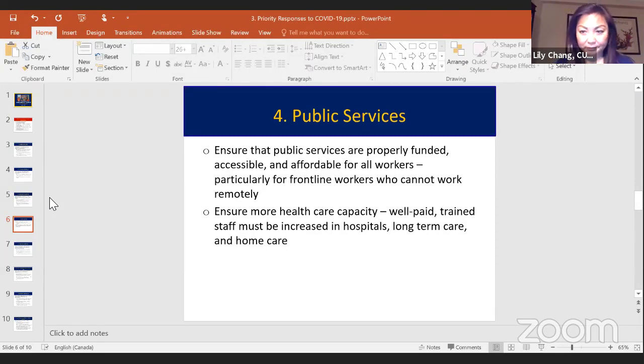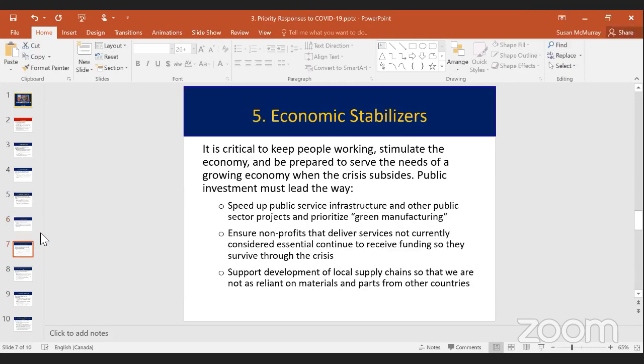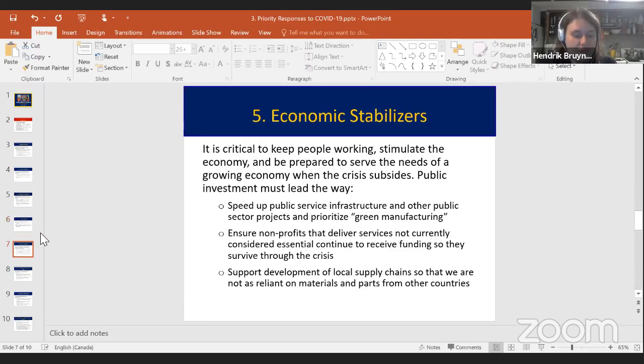Thanks, Lily. Next, Hendrik on jobs. Consider the following types of initiatives to keep people working, to stimulate the economy, and to be prepared to serve the needs of a growing economy when the crisis subsides.